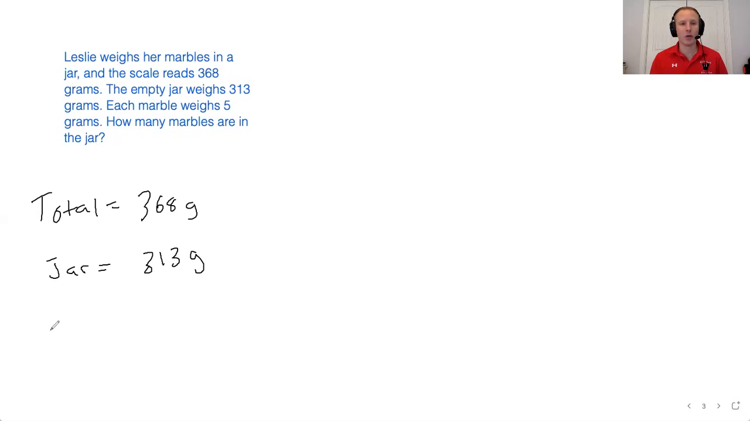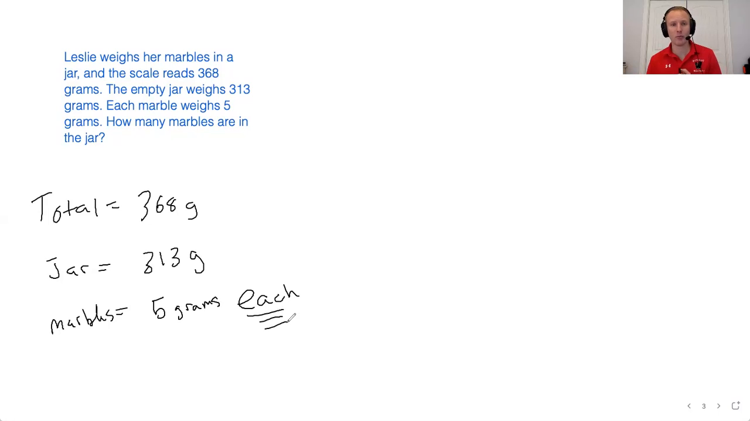Okay. Each marble weighs 5 grams. Marbles, 5 grams. This next word is important. Each. So don't be tricked into thinking there are 5 marbles or anything like that, or that they all together weigh 5 grams. It means each individual marble weighs 5 grams.